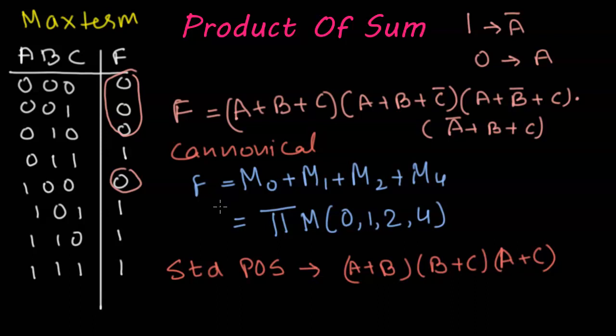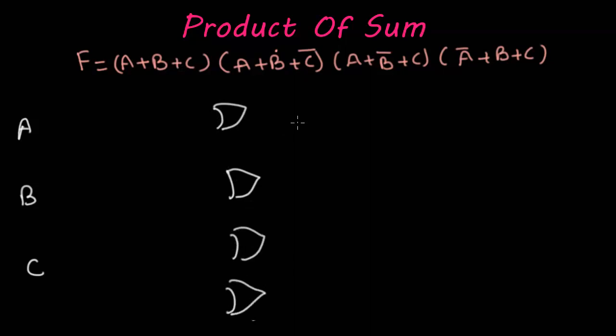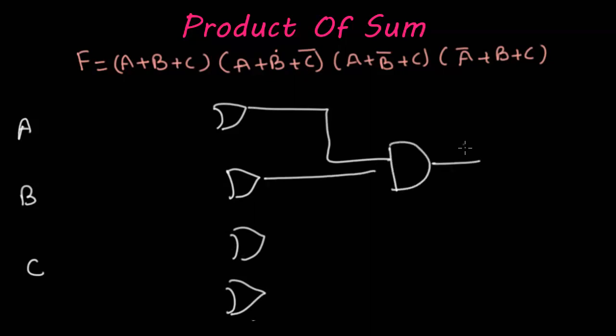Now let's draw the diagram using the logic gates for the given expression that we have found. So here we have 3 variables, A, B, and C. The combination of these 3 variables give us 4 terms. Each term in itself is ORed with each other, A, B and C. So let's draw 4 OR gates to represent the 4 terms. And the output of these OR gates are ANDed together. So we have one AND gate whose output is F, and the inputs are the outputs of my OR gates.